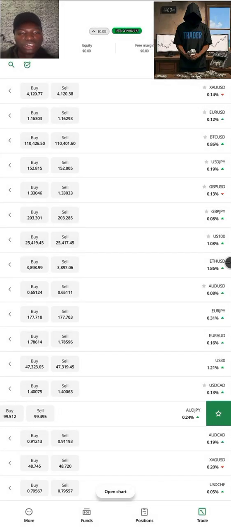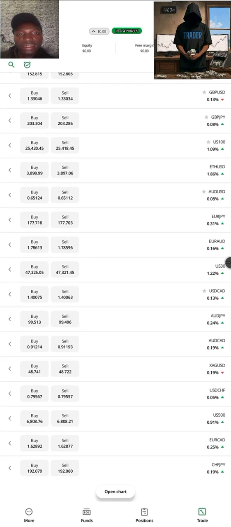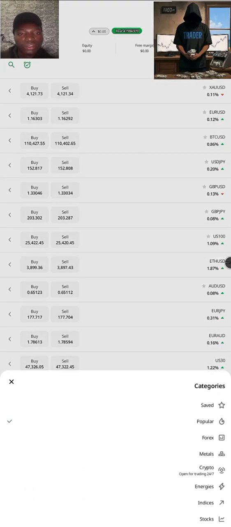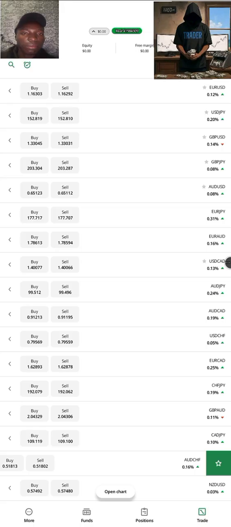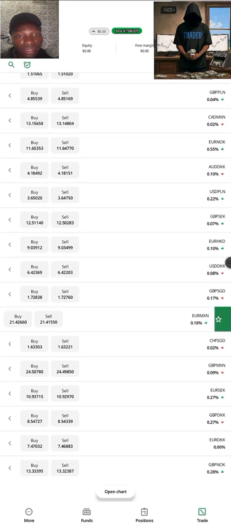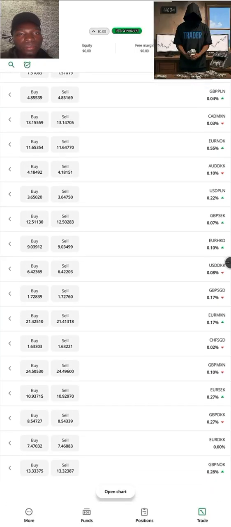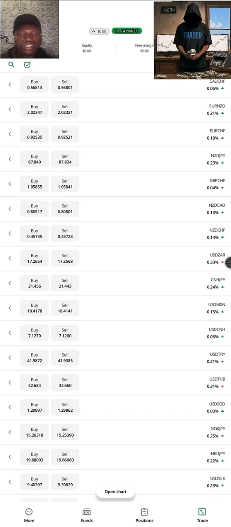The next thing is popular. Popular ni zile nimeziweka ama zile zinatumika sana with most people. Ukiangalia gold in the first one, USD, Europe to USD, Bitcoin to USD, USD to Japan. The next ni forex. Touch tuingie forex. Forex is the biggest, the largest market in the whole world. Na ukiangalia there are so many various types of currency that you can trade in forex. There are more than 20 currencies which you can trade on forex.